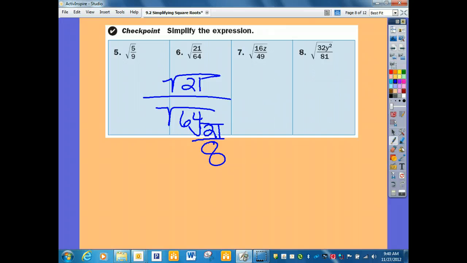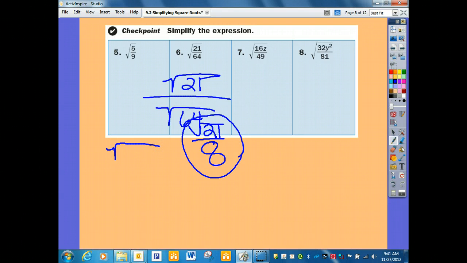The square root of 21 over 8. He's got written up here the square root of 21 over 8. Yay or nay? Good. Is 21 prime? No, 21's not prime. What are 21's factors?